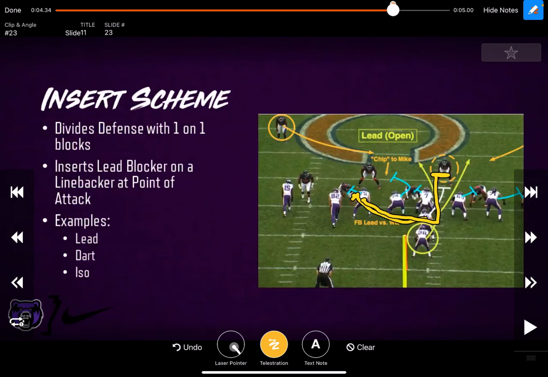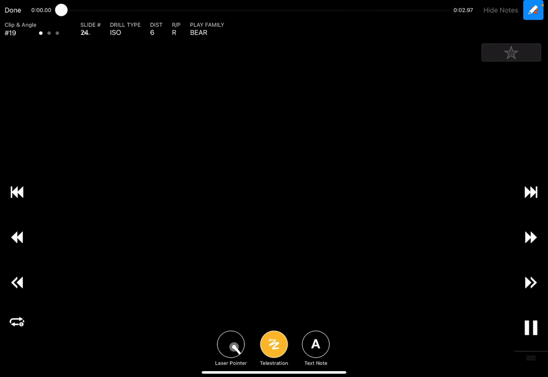Baylor is a team that, a few years back, probably 3 or 4 years back, ran this as one of their big plays. Great play. But a lot of teams run ISO, NFL, college, whatever. Insert scheme is big in old school football too, so it's one you'll need to know if you're going into coaching. Let's take a look at it.